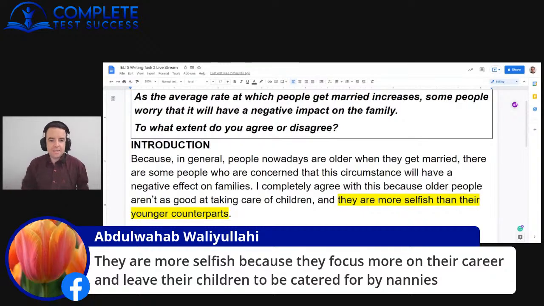Okay, so we're on to the second idea with Dr. Abdul Wahab. They are more selfish because they focus more on their career and leave their children to be catered for by nannies. Very good. Good. So they're more concerned with their careers because they've spent more time investing in their career. Yeah. So that's really strong. That's really good, and it's a difficult idea to develop as well.